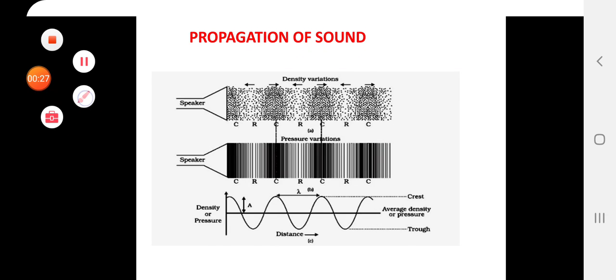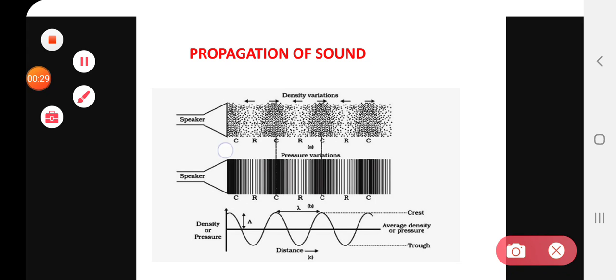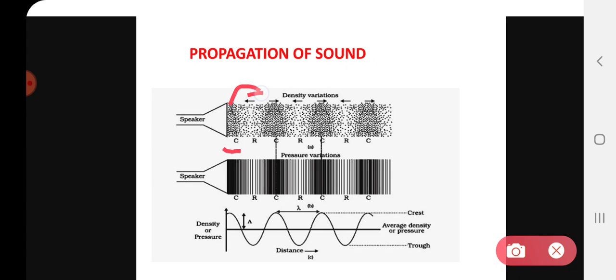You can see here, C which is mentioned is compression, where the air particles or the medium particles are vibrating, they are compressing, and energy is transferred to the neighboring particles here. The particles which are close to the compressed particles are called rarefaction, where the particles are not compressing, and again the energy is transferred to the neighboring particles. Again the particles will compress and transfer the energy. Likewise, the sound will propagate in the form of compressions and rarefactions.